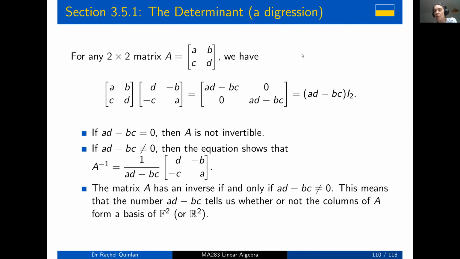So where does the determinant come from anyway? And why do we talk about it? Why do we care about it? Why is it defined? So I guess it turns up in the question of whether a matrix has an inverse or not.